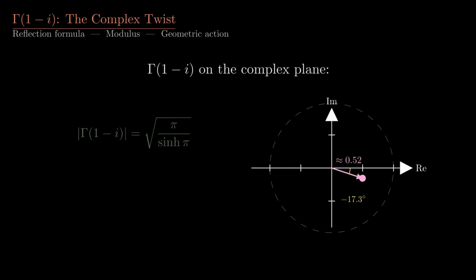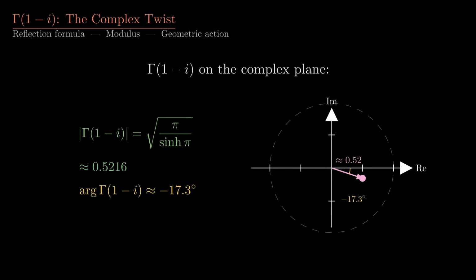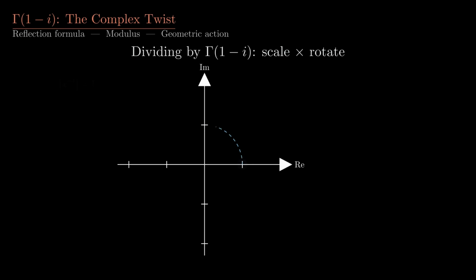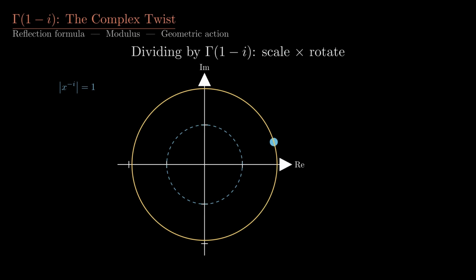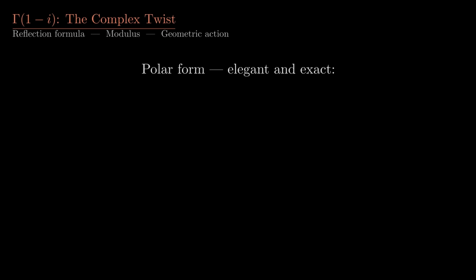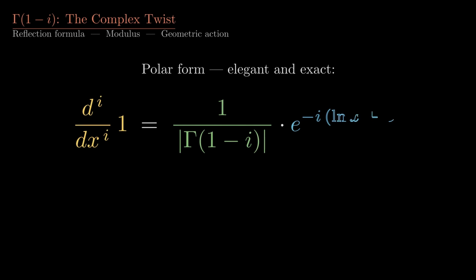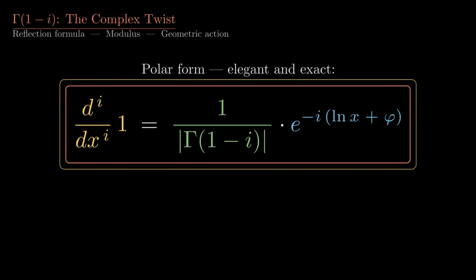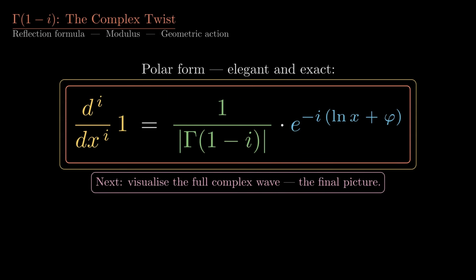So, what happens geometrically when we divide our rotating wave by this constant? In complex arithmetic, division means scaling the magnitudes and subtracting the angles. Our original unit circle gets scaled up by a factor of 1.92 and rotated forward by 17.3 degrees. This leaves us with an elegant, exact polar form. It is an amplified, phase-shifted complex wave. Next, let's visualize this full mathematical machinery in motion, the final picture.